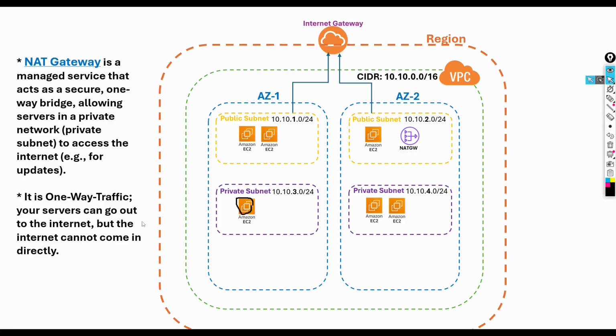Your servers can go out to the internet, but the internet cannot come in directly. So there is no provision for someone sitting on the internet to try to access the private subnet resource, and this is not possible. So only from server to the internet, that one-way traffic is allowed through the NAT gateway. But the reverse traffic, if someone from the internet initiates the traffic to access this resource inside the private subnet, it is not possible.